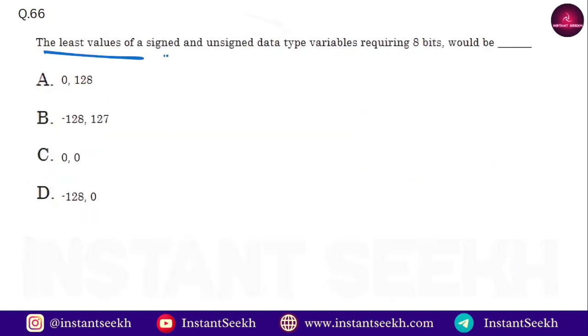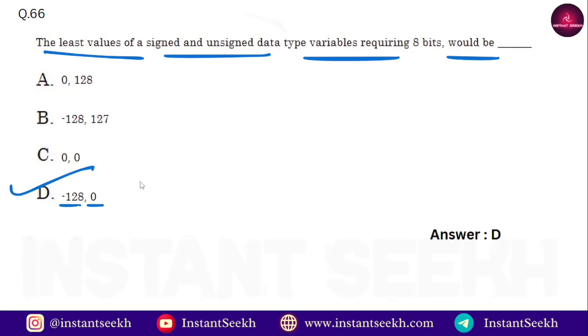The least value of signed and unsigned data type variables of 8 bits would be, as we know, for an 8-bit variable, the signed and unsigned minimum values: -128 to 0 is the correct answer. That is option number D. So -128 is for signed and 0 is for unsigned variables. So option D will be your correct answer. Let's move on to the next.